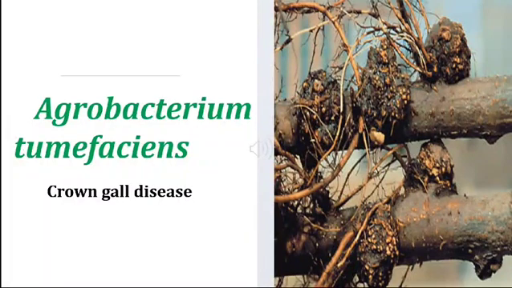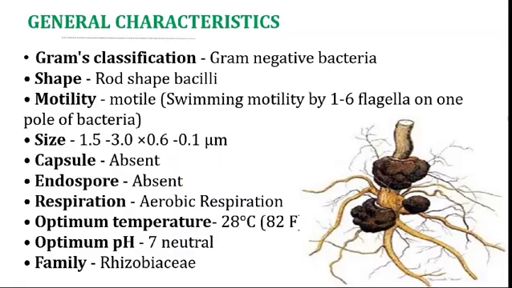In this video we can see details about Agrobacterium tumefaciens, a pathogenic organism which causes crown gall disease in plants. Now let's see the general characteristics of Agrobacterium tumefaciens.